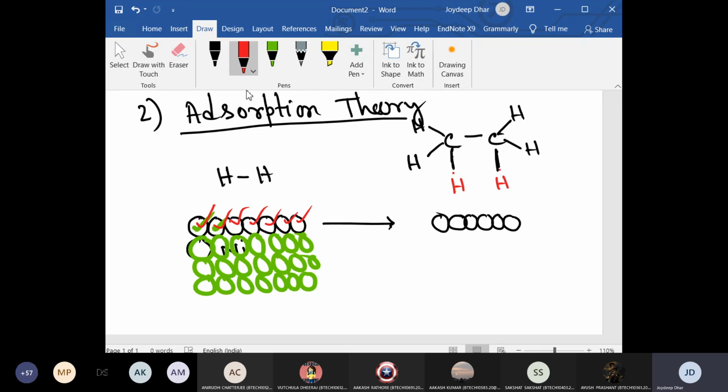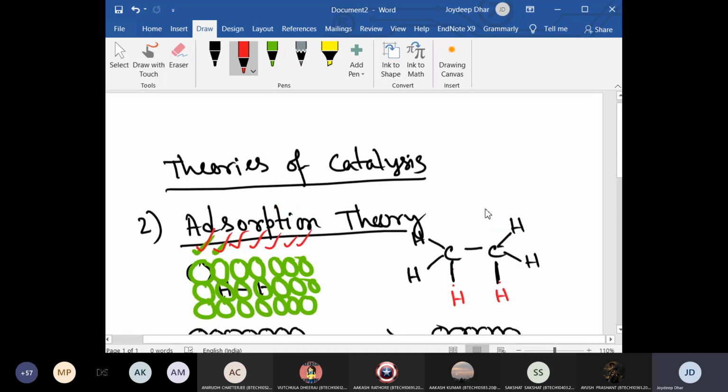So adsorption theory we will use to explain heterogeneous catalysis, and homogeneous catalysis you can explain through intermediate formation. Okay, so you can go through the PDF and you can study. Specific examples of different types of catalysis, just like acid base catalysis as well as enzyme catalysis, I will discuss next class. So today I will stop here. If you have any question you can ask.